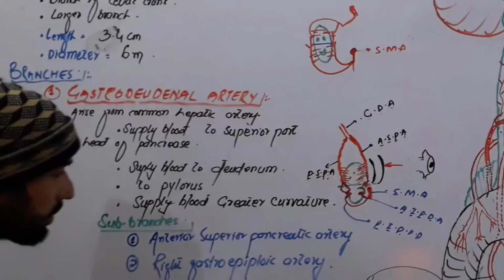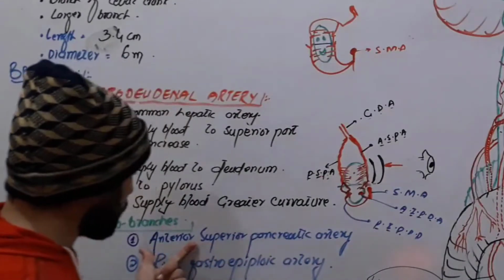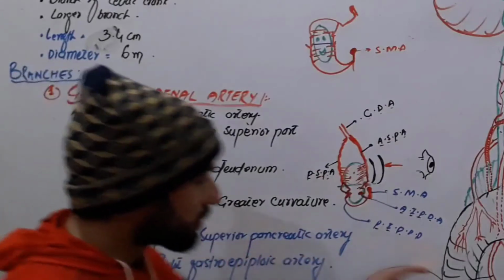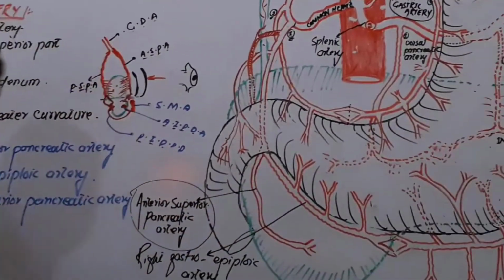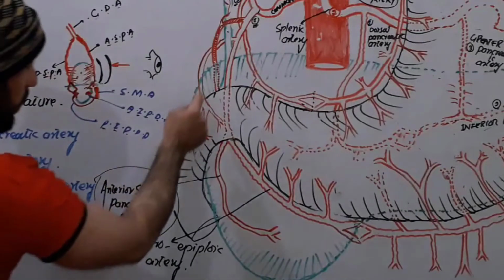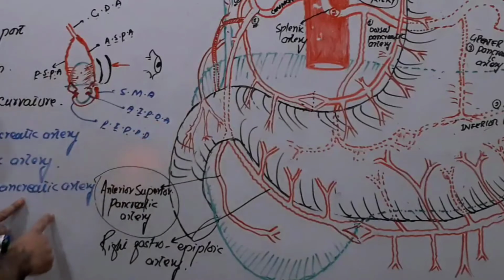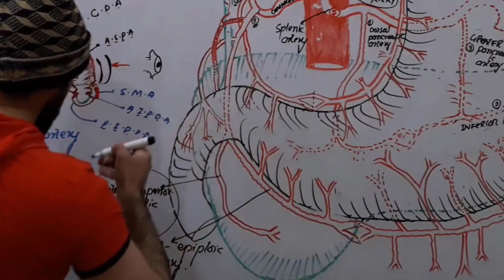Now let's focus further. So the gastroduodenal artery gives off three sub branches: the anterior superior pancreatic artery, this one, the right gastroepiploic artery, and the posterior superior pancreatic artery. We are done with it. Right? Another branch, which is a small branch, right? Okay, let's name this branch also.